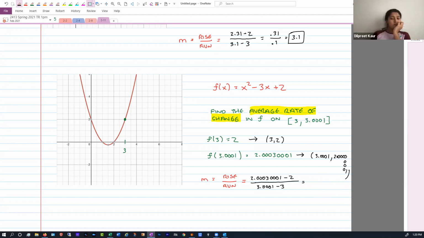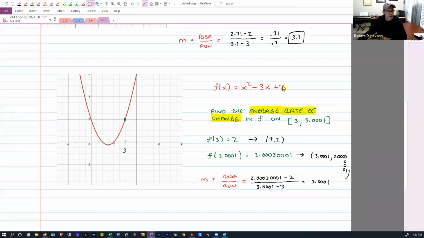Make sure I did not type that in wrong. 0.00030001 divided by 0.0001. I get 3.0001. Hey, Professor, how did you get that 2.0003001? How did I get that? I plugged 3.0001 into the function. So I squared it, I subtracted 3 times it, and I added 2. I did all that on my calculator though. Is that okay? All right.